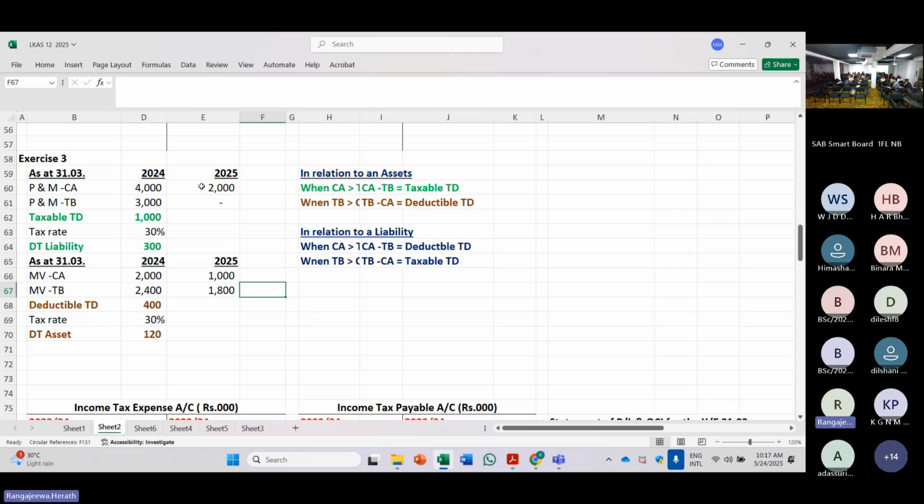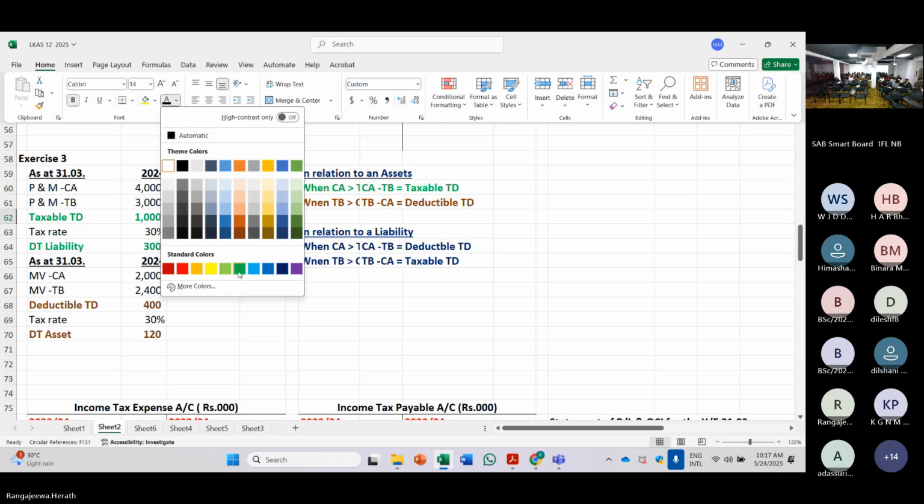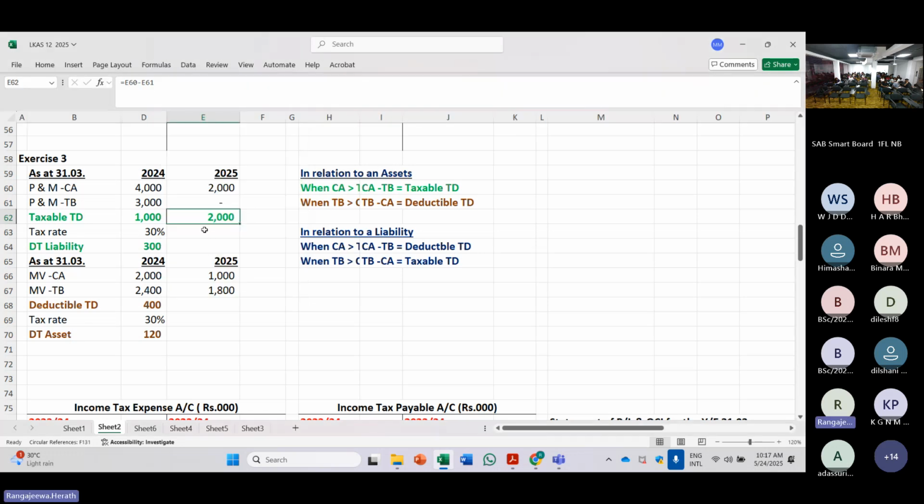Now the 2025 plant and machinery carrying amount 2000, tax base 0. So difference is 2000. So tax rate is same. So 2000 into 30% is 600. Motor vehicle, we had a deductible temporary difference, initially 400, this year 800. Multiplied by 30%, deferred tax asset 440.